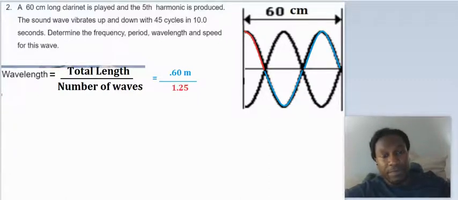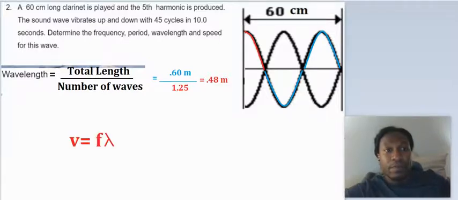So let me plug that in. Total length is 0.60 meters. The number of waves is 1.25. That gives me a wavelength of 0.48 meters. Now the rest of the problem is pretty simple.